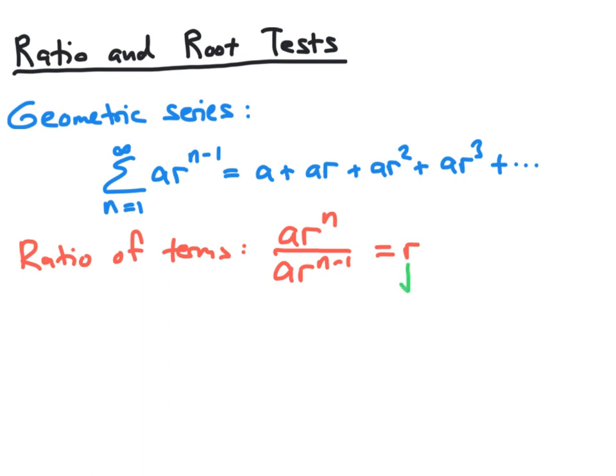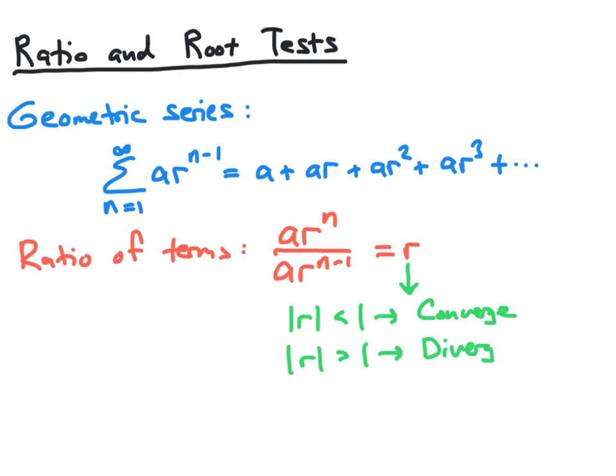Now we know the value of this number r will determine the convergence or divergence of our geometric series. Specifically, if the absolute value of r is less than 1, then we know this geometric series is going to converge. And if the absolute value of r is greater than 1, we know this geometric series is going to diverge. We also know what happens when the absolute value of r is equal to 1. The geometric series will diverge, but we're going to omit that fact for the moment and focus just on what happens when the ratio of terms is not equal to 1.